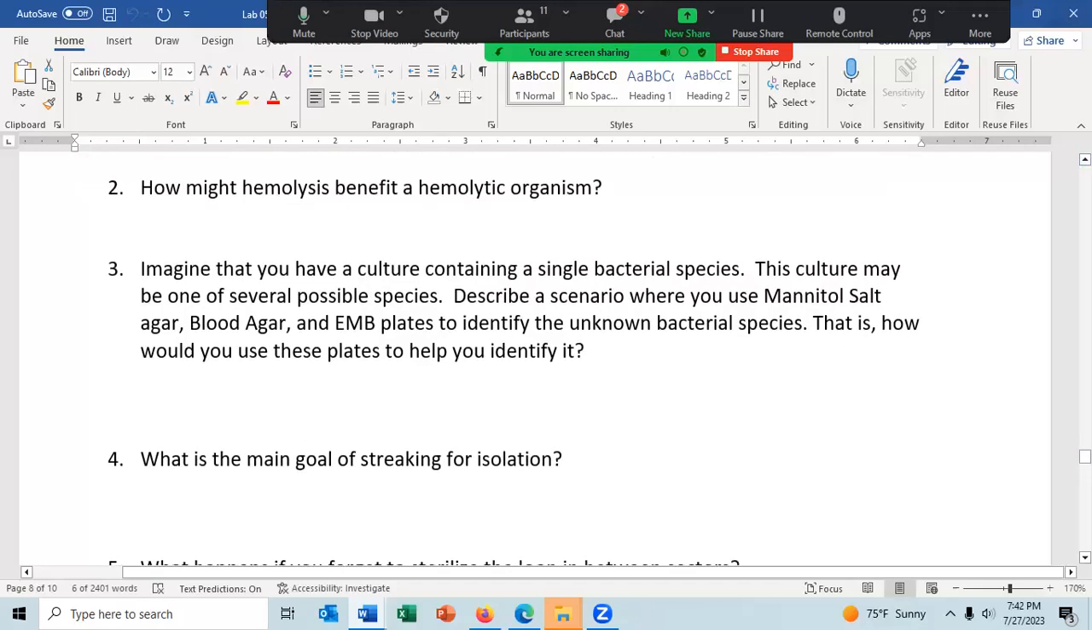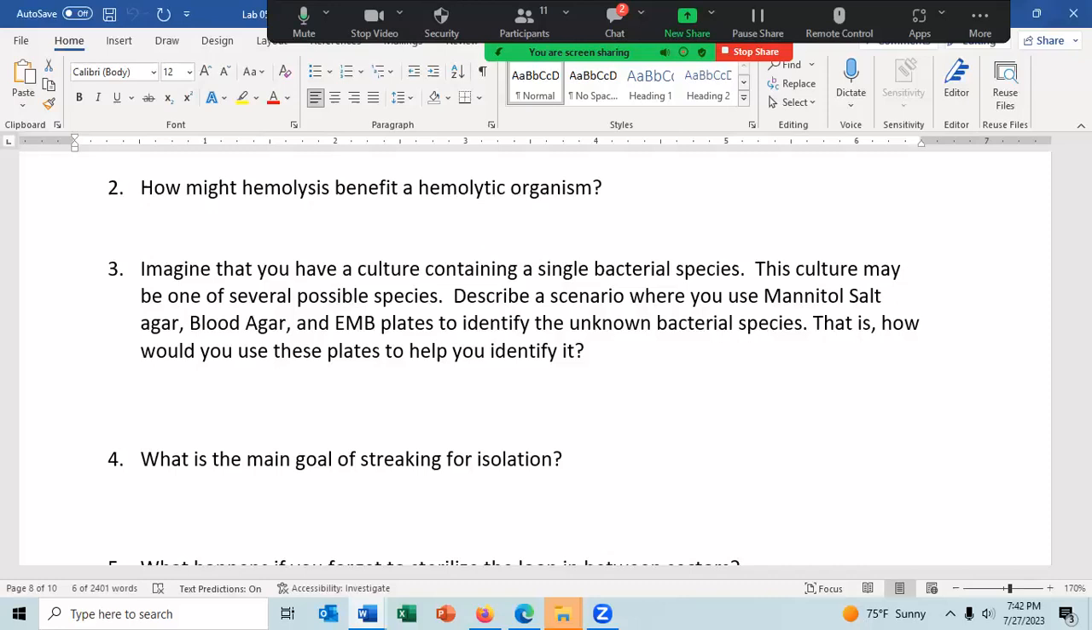Suppose we wanted to describe a possible species that could be many different species. And we have 3 different plates. Describe a scenario where you use mannitol salt agar, blood agar, and EMB plates to identify the unknown bacterial species. That is, how would you use these plates to help you identify the species?